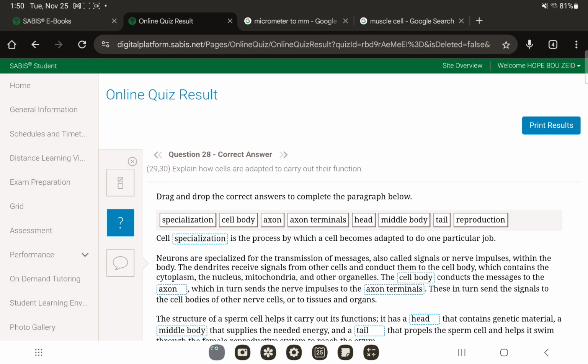Neurons are specialized for the transmission of messages, also called signals or nerve impulses. Within the body, the dendrites receive signals from other cells and conduct them to the cell body, which contains the cytoplasm, the nucleus, mitochondria, and other organelles. The cell body conducts the messages to the axon, which in turn sends the nerve impulses to the terminals. These in turn send the signals to the cell bodies of other nerve cells or to tissues and organs.